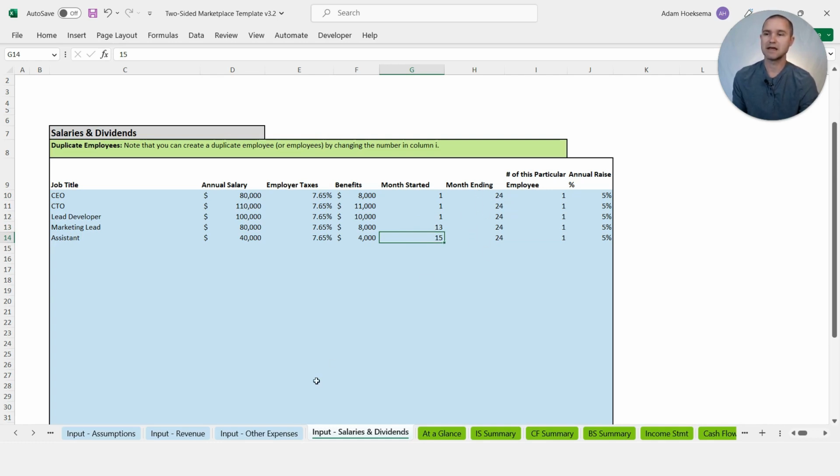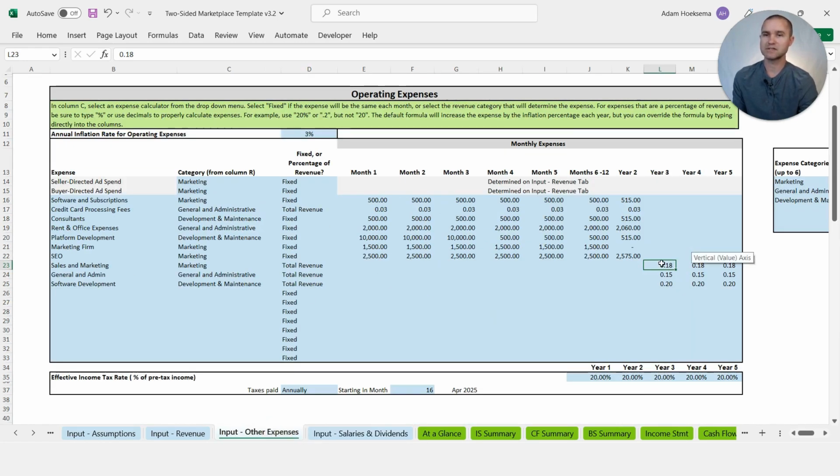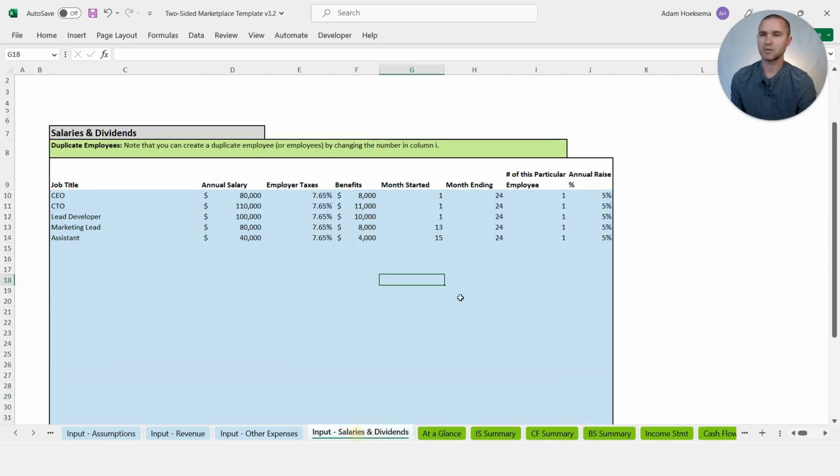So the idea here, again, is that here's how we're specifically spending our money for the first 24 months, first 2 years. But then after that, those salary positions are all going to sit in these fields here. They're going to be part of sales and marketing, general and admin, or software development. And so that's why I have this ending in month 24.